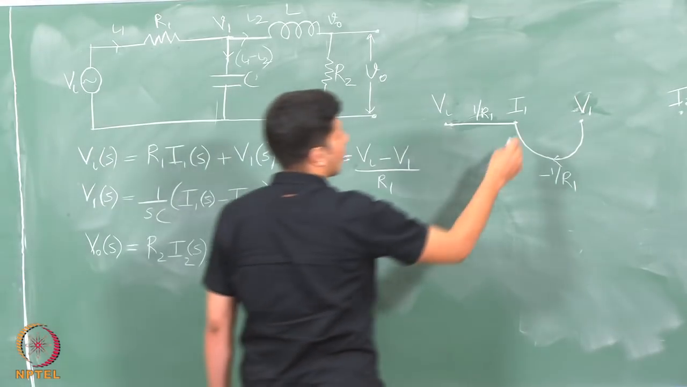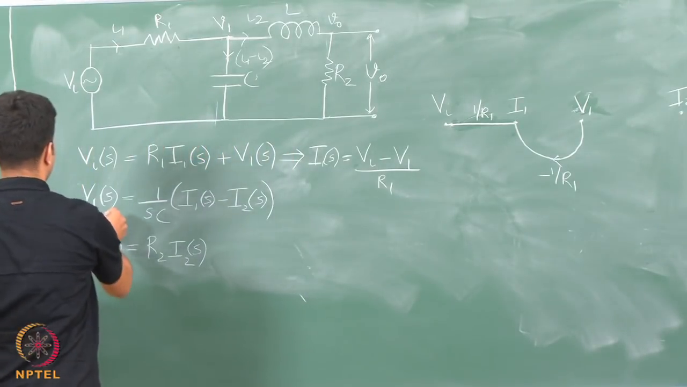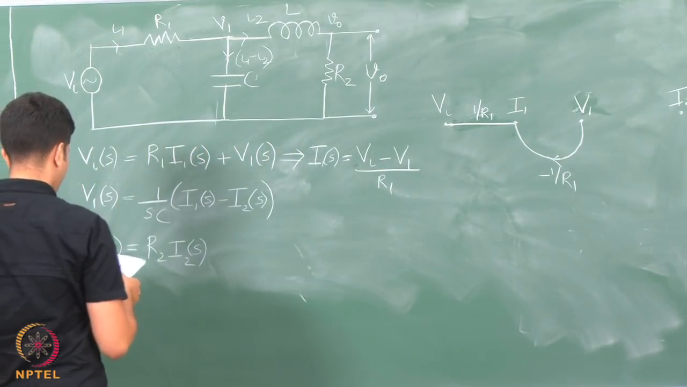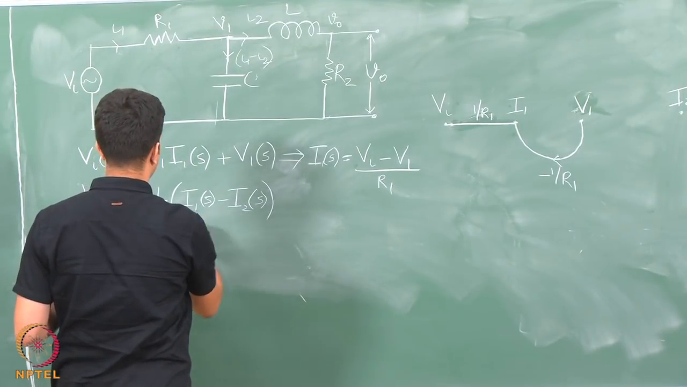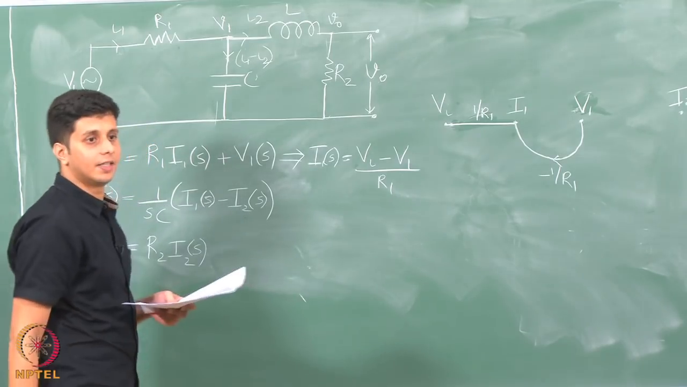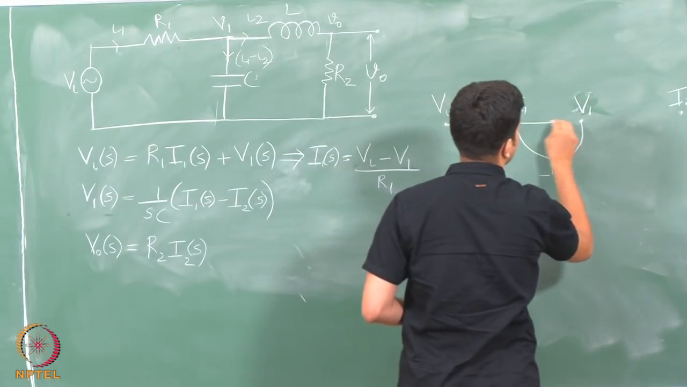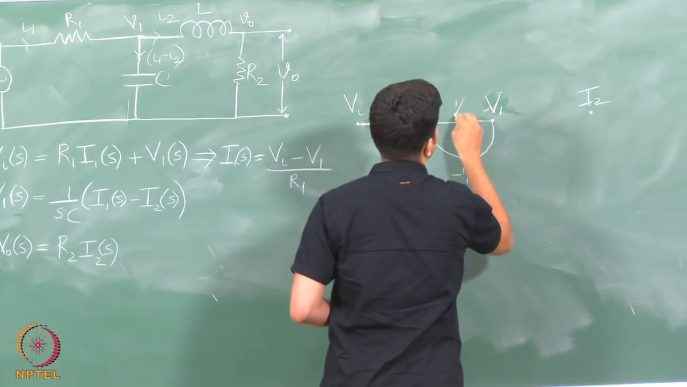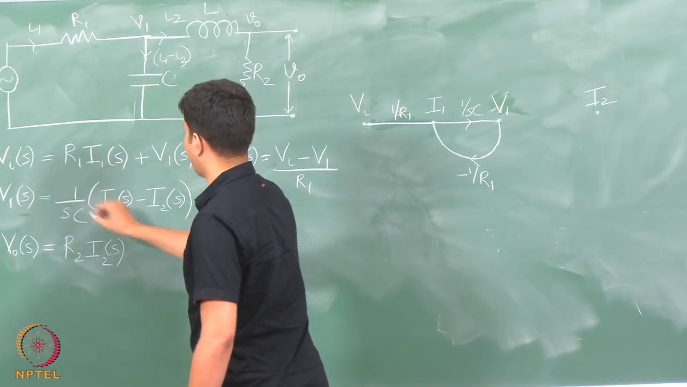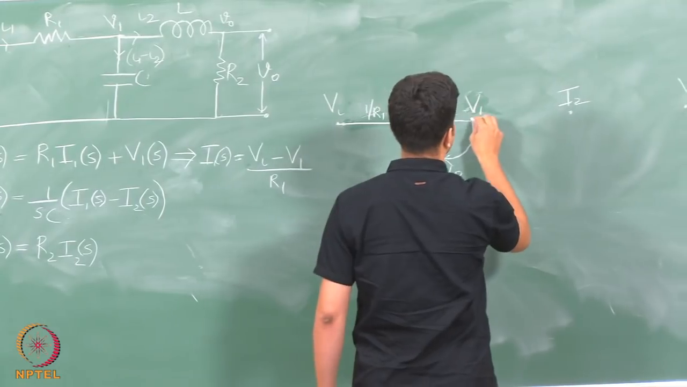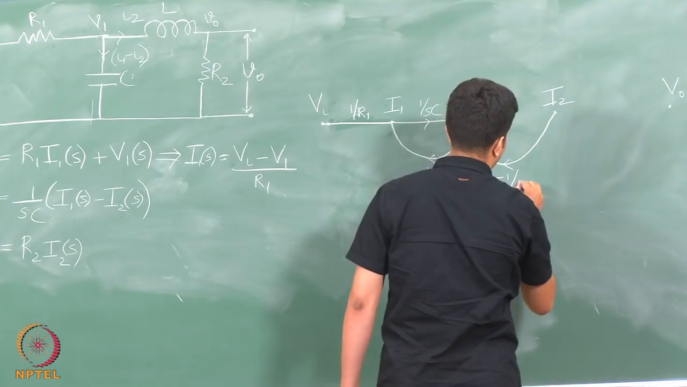Okay. So now what is the relation between I1 and V1? So we know that V1 is I1 minus I2 by SC, right? So V1 is depending on I1 with a factor 1 over SC, and it is depending on I2 with a factor of minus 1 by SC. So I'll put minus 1 by SC.